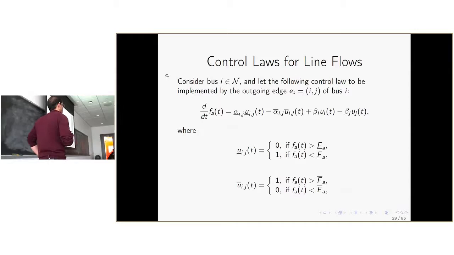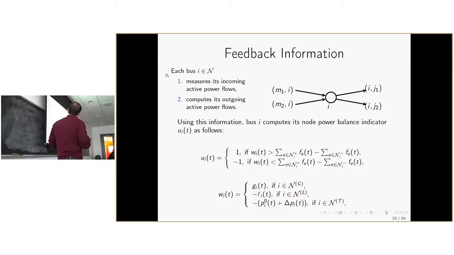Something that I perhaps have missed. What information is the controller using? So basically, this is the information that we exchange between the nodes. My more important question perhaps is, is the regulation signal random, or is it something that you have assumed, a given profile?